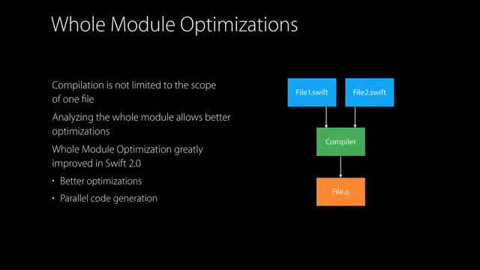With whole module optimization, the compiler is able to optimize the entire module at once, which is great because it can analyze everything and make aggressive optimizations. Now, naturally, whole module optimization builds take longer, but the generated binaries usually run faster.